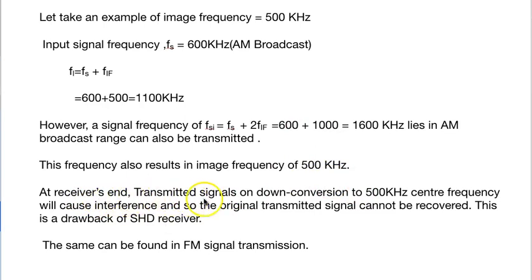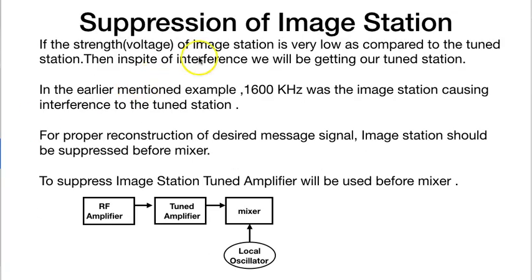Now, at the receiver end, the transmitted signal on down conversion to 5 kHz center frequency will cause interference, and so the original transmitted signal cannot be recovered. This is a drawback of the superheterodyne receiver, and the same is found in the FM receiver also. Now, suppression of the image station. How is this process minimized?